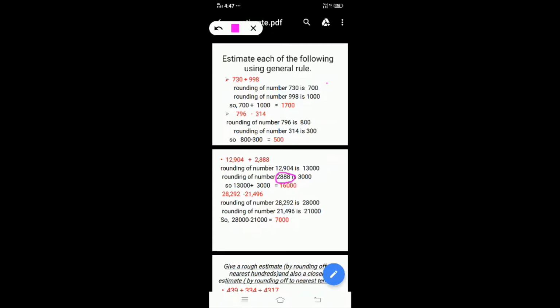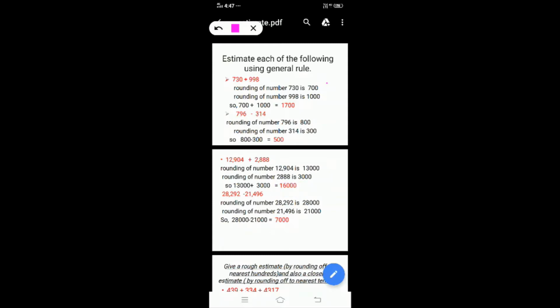The next number is 2,888. 888 again is greater than 500. That's why you have to add 1 in the 1000 place, and the number becomes 3000. Okay, now 13,000 plus 3,000, the answer will be 16,000. Okay, now see question number 4.